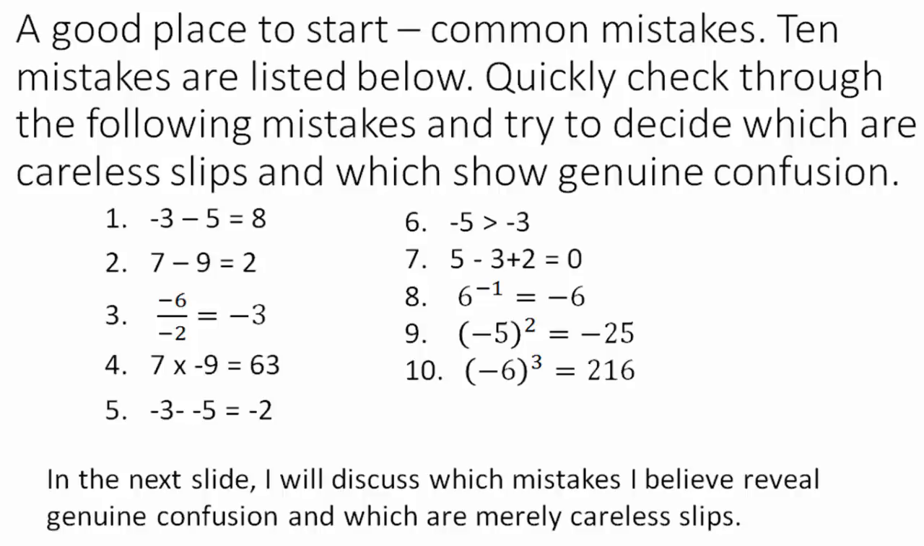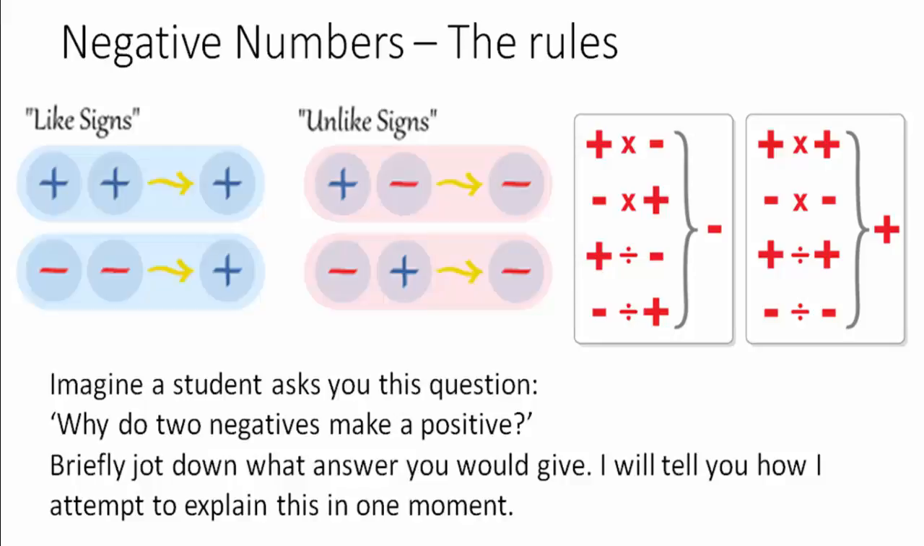Okay, hopefully you've jotted a couple down. In a couple of slides time I'm going to go through what I think are the most confusing ones. I mean, we may agree, we may disagree, it doesn't really matter, it's just a bit of fun. Okay, let's just remind ourselves very quickly of the rules of negative numbers. I'm sure you'll remember that like signs obviously are positive when they're next to each other, and unlike signs are negative when they're next to each other.